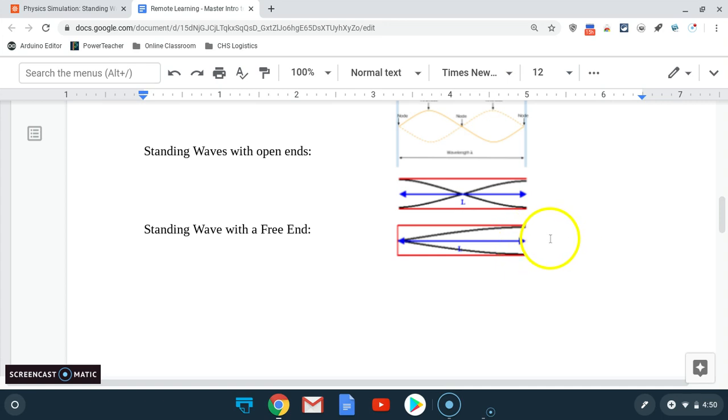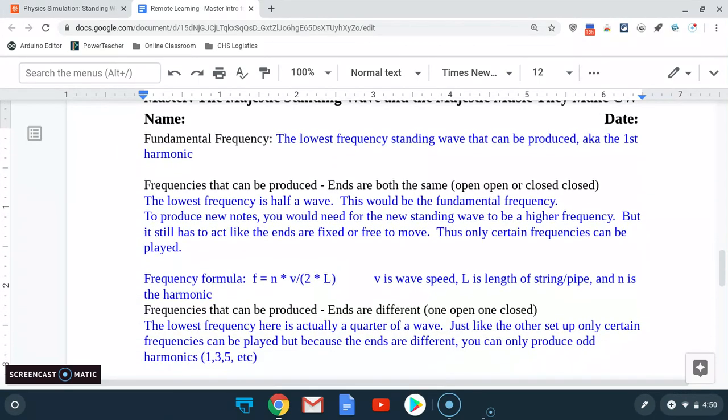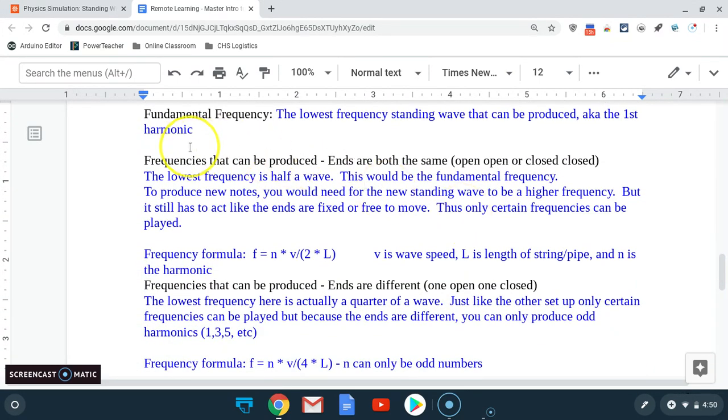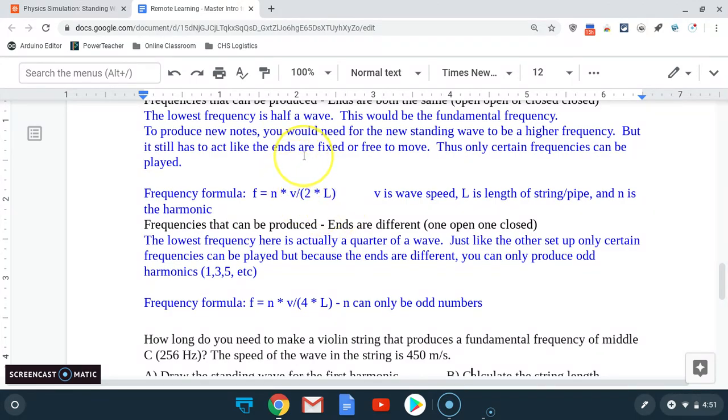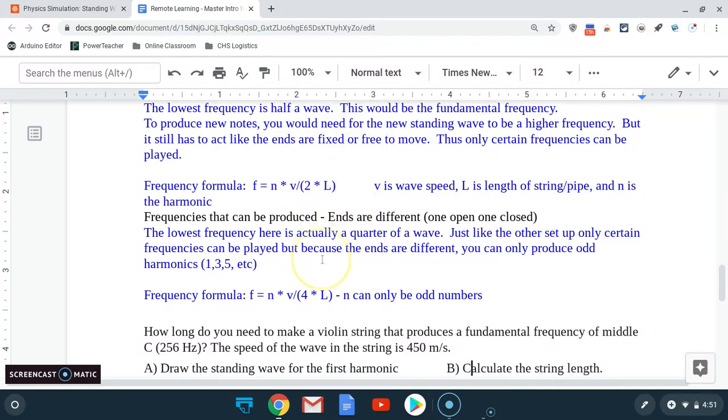A great example of that, if unfortunately we don't get to do that lab, and I'm trying my best, would have been playing the wine glasses and creating different notes based on the amount of air in the glass. Then we talked about the idea of a fundamental frequency, which is the lowest note that you can create whenever you're making a standing wave. We can calculate what standing waves you can produce, and it's slightly different if the ends are the same versus if the ends are different.